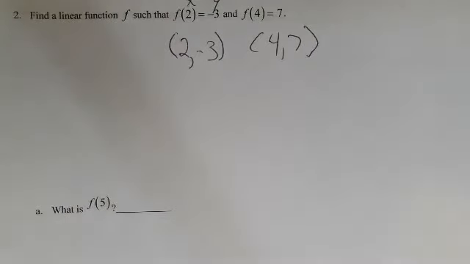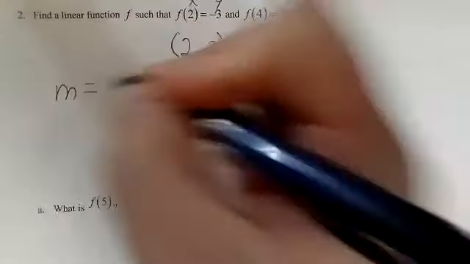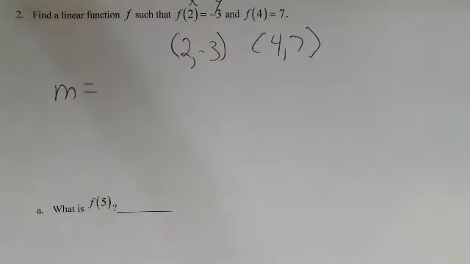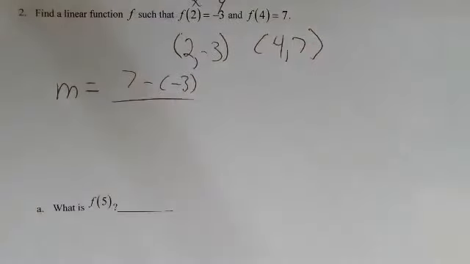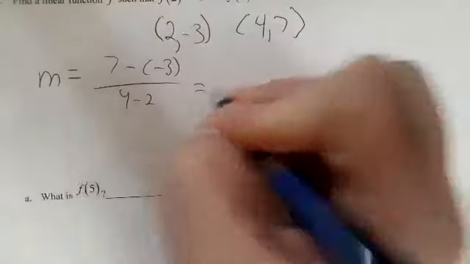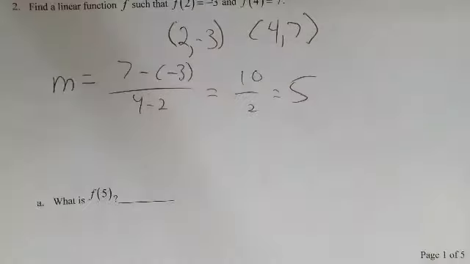Let's think about how to do that again. You have 2 points. In order to find a linear function, you need to put it into either slope intercept or point slope. We're going to go for point slope since we don't have an intercept. For point slope, we have a point, but we need a slope. If you don't have a slope, that's almost always the first thing that you find. So we're going to go 7 minus minus 3, over 4 minus 2, giving me 10 over 2, which is 5.